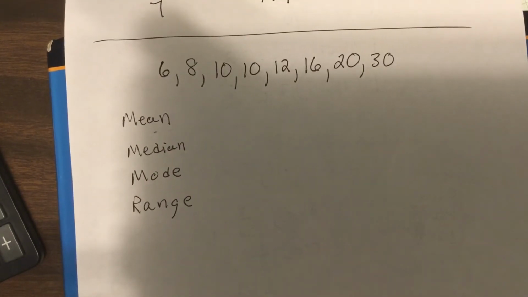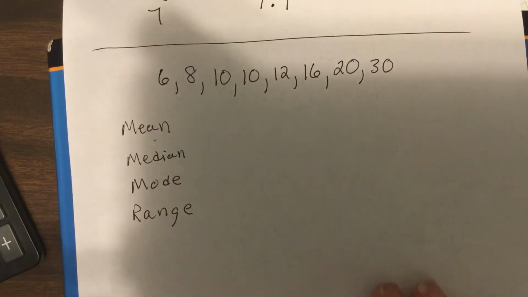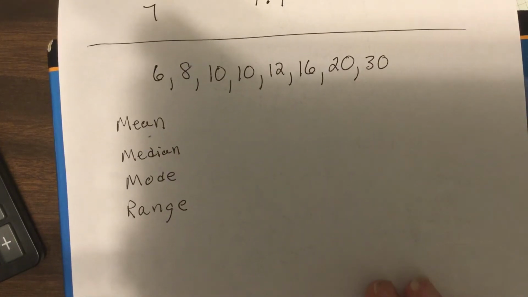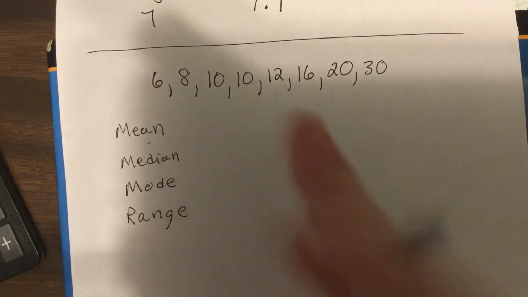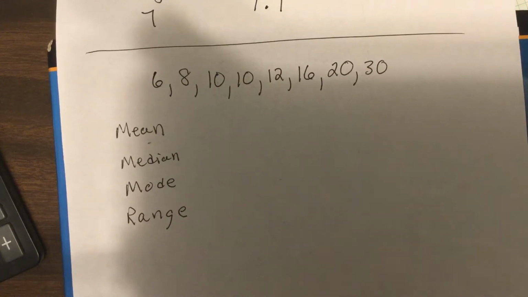Okay, my students, I'm probably going to make 2 videos on this one, but it's dealing with mean, median, mode, and range. The next video will probably talk about outliers, but these are 4 words you should already know.